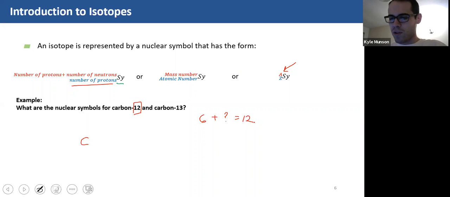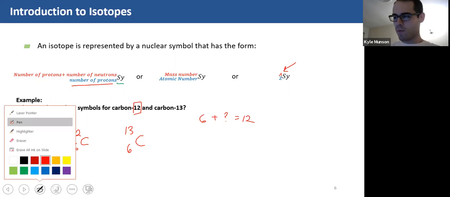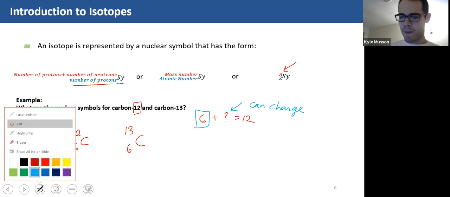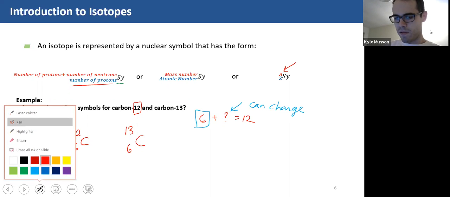Okay, so this first example is going to be 6. So for carbon-12, the number of protons is 6. This is going to be a 12. For carbon-13, this is still going to be 6. This is going to be 13, okay? So again, the number of protons doesn't change. It's the number of neutrons. So this is what's changing, okay? So it's always 6 though. That's the key. This can change. This is fixed.